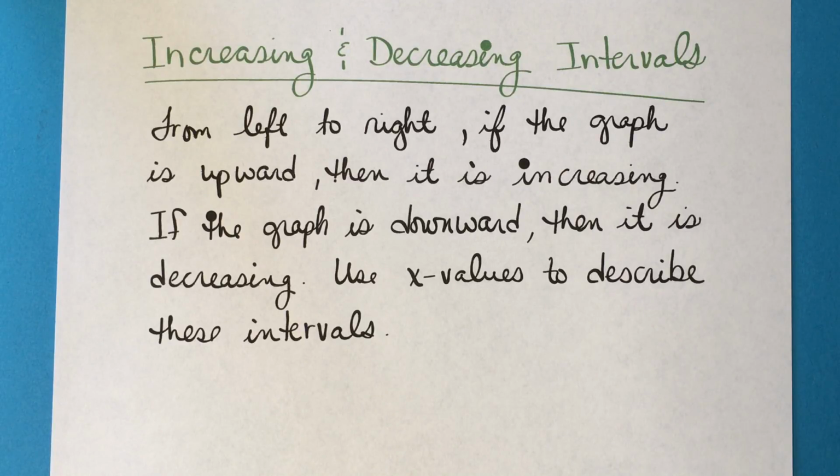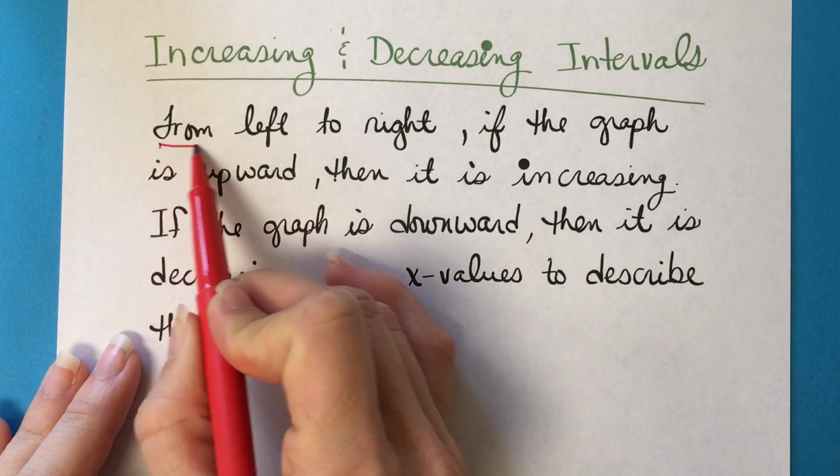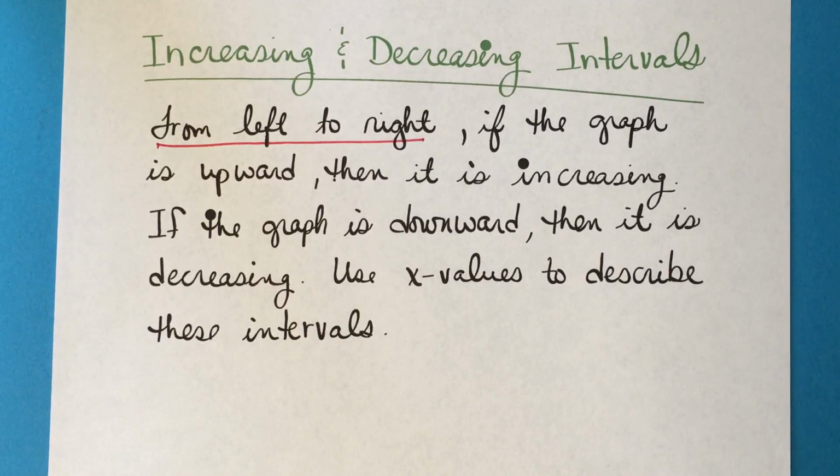All right, one characteristic of polynomial functions is where the function is increasing and where it is decreasing. So this is an explanation of how you're going to figure that out. First of all, it says from left to right, and that's very important. When we look at these examples, or when you look at your homework, you have to look at the graph from its left side to its right side, or you're not going to get the right answer.